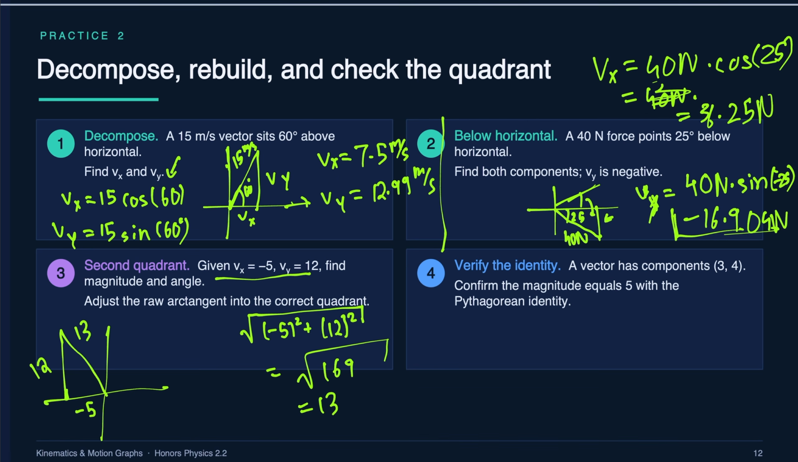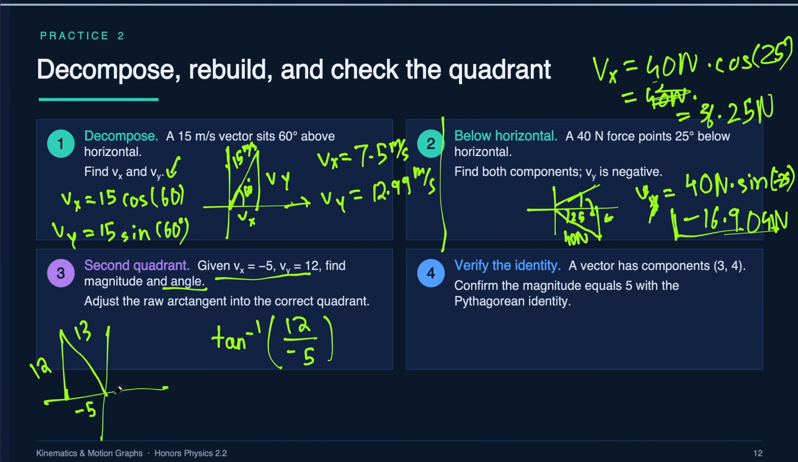Okay? Adjust the raw arctangent into the correct quadrant. So if you're finding the angle, obviously we start with arctangent of y over x, right? So 12 over negative 5. Plug that in. And I get negative 67.38 degrees. Isn't that over here?